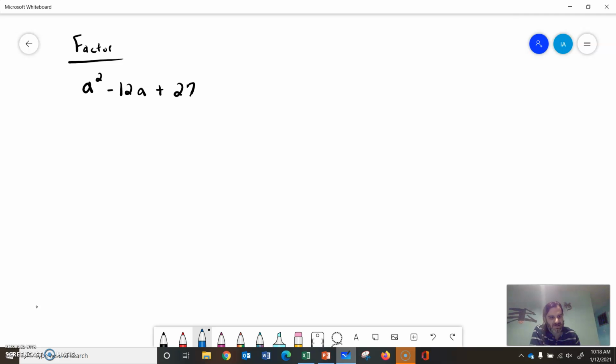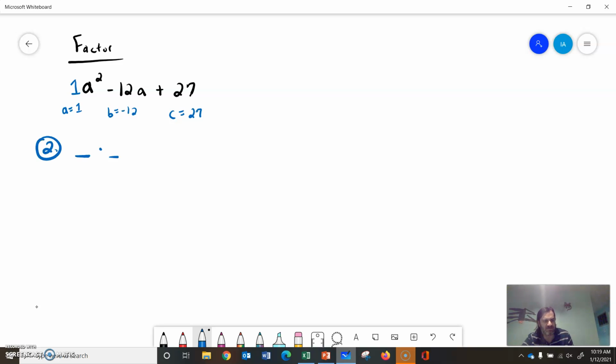The first one here, there's nothing written in front. So the a is understood to be 1, the b is understood to be negative 12, and the c is understood, as you can see, to be 27. But there's no common factors between there. So there's nothing we can pull out in step 1. So we'll jump to step 2, which is where we start trying to figure out how this thing factors.